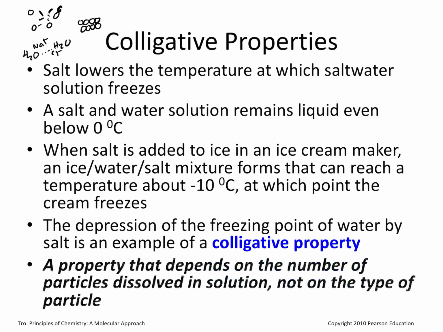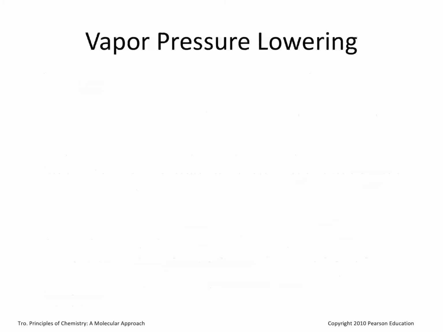That depression of the freezing point is something called the colligative property, which is what we're going to be talking about in the next chunk of the chapter. And just a formal definition of a colligative property, it's a property that depends on the number of particles dissolved in solution and not on the type of particle. So it doesn't matter that I added salt. That's not what changed it. It's the fact that salt dissolved in the water, and that's what kept the water from coming together, changing the freezing point.